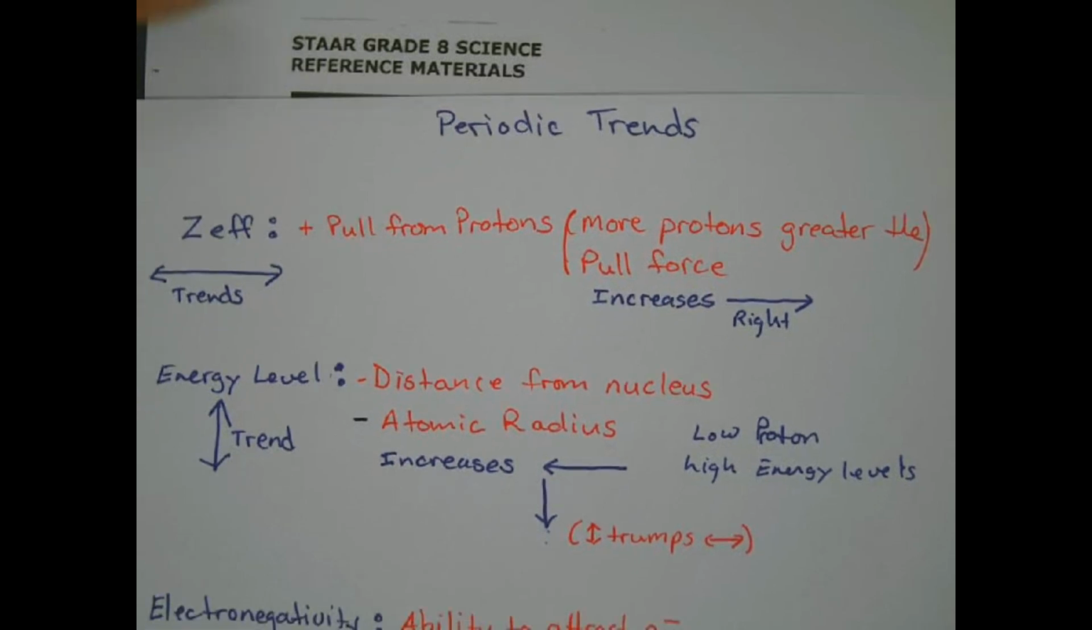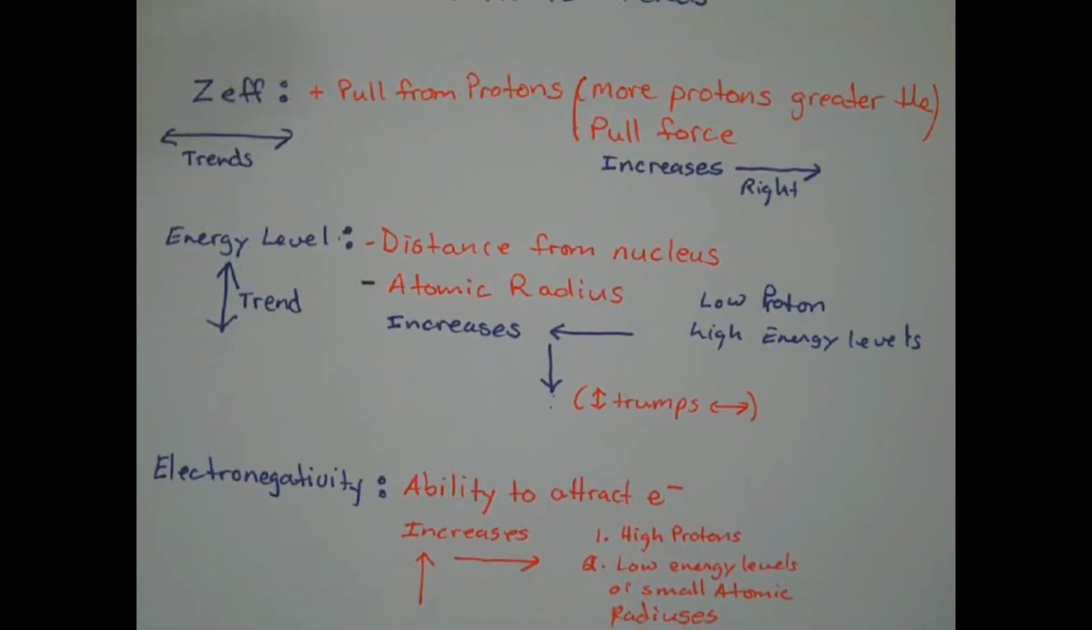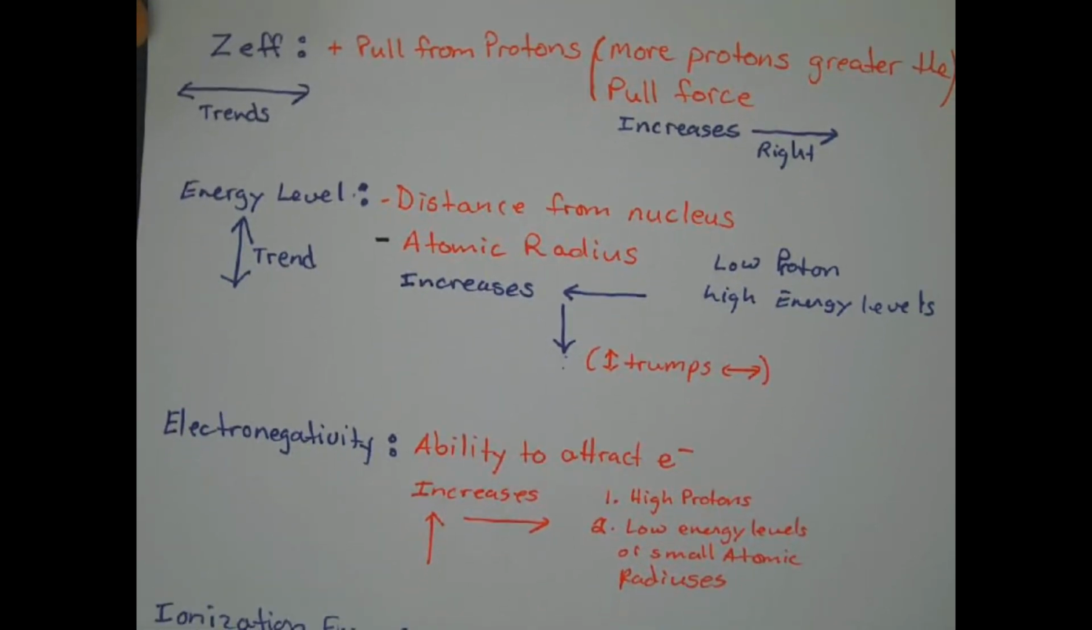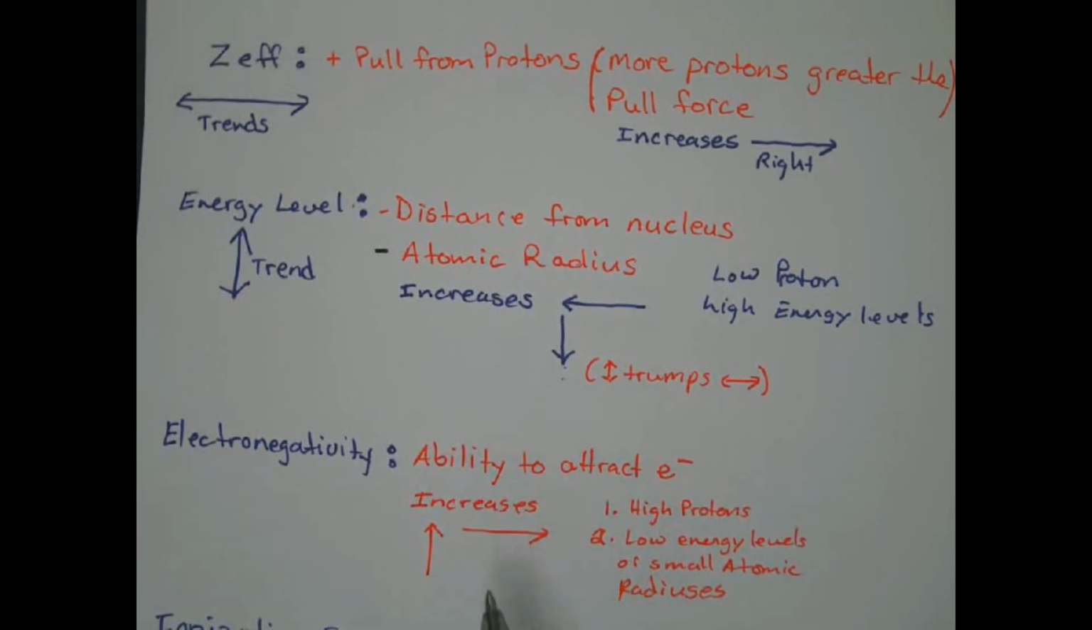Then we talked about electronegativity, the ability to attract electrons. It gets easier to attract electrons as you go right and as you go up on the periodic table. It gets easier as you go right because you have more protons. The more protons you have, the more pull power, that's Zeff. So it gets easier and easier to pull electrons. As you go up, there's a smaller atomic radius, therefore you're closer to the nucleus. The closer you are to the nucleus, the easier it is to hold on and grab electrons.